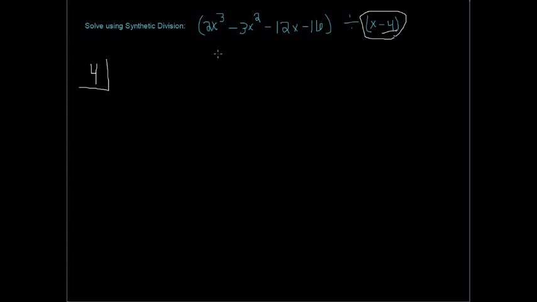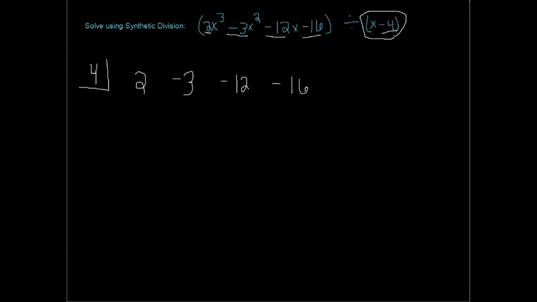The coefficients, rather, are these numbers here: the 2, the minus 3, the minus 12, and the minus 16. So we're going to take these numbers and bring them down here. I don't want to put that there because I don't know if I need that space or not. So we go 2, and then minus 3, minus 12, and minus 16. Just line them up.